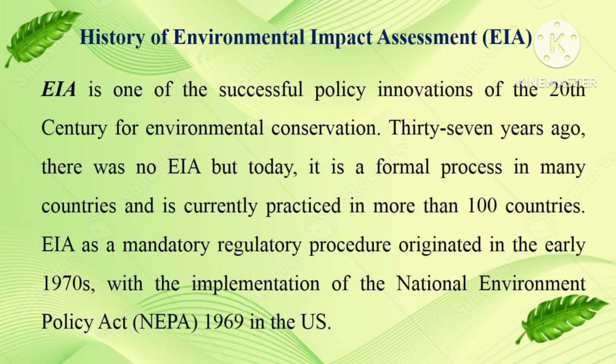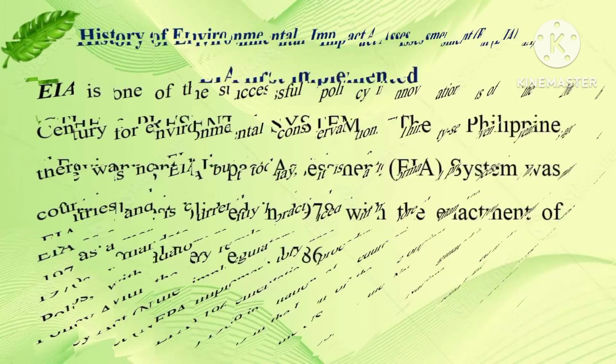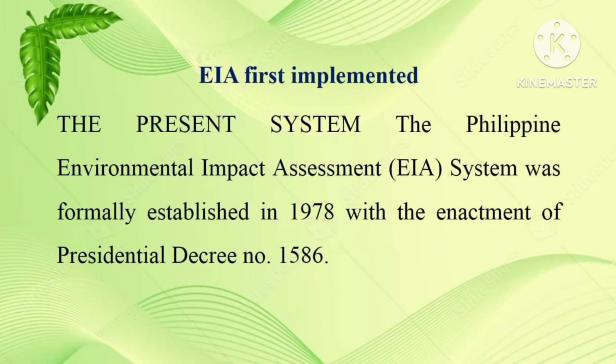EIA as a mandatory regulatory procedure originated in the early 1970s with the implementation of the National Environmental Policy Act, NEPA 1969 in the US. The present system, the Philippine Environmental Impact Assessment System, was formally established in 1978 with the enactment of Presidential Decree No. 1586.